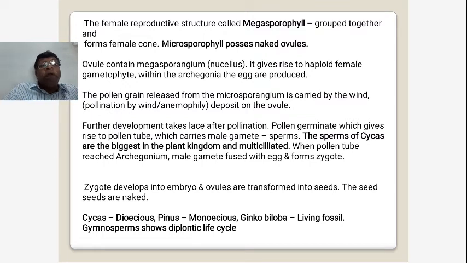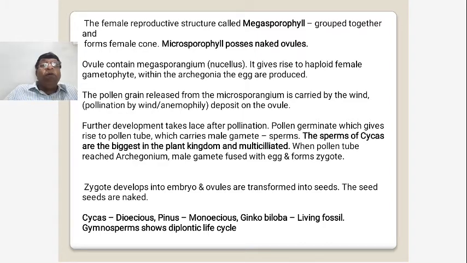Now, the ovule contains the megasporangium or nucellus. The ovules are protected by only one integument, unitegmic. This ovule in turn gives rise to the haploid female gametophyte. Within the ovule, the archegonia are present. The archegonia contain the female gamete, the egg.